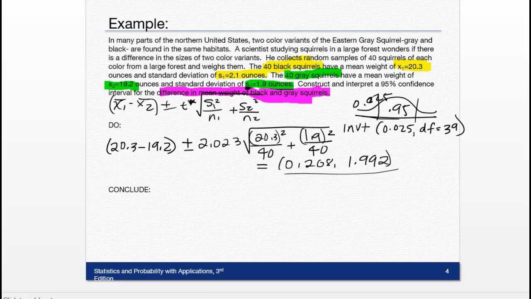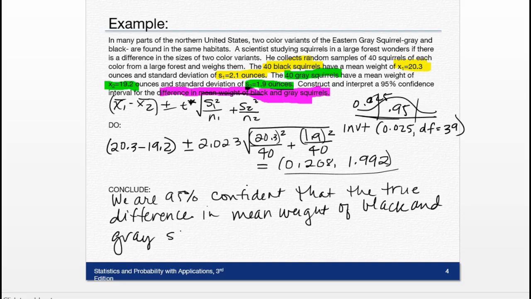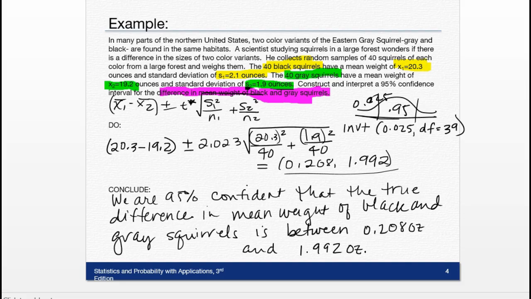Now, when we conclude, we start off like we did before with confidence intervals. We can say we are 95% confident that the true difference in mean weight of black and gray squirrels is between 0.208 ounces and 1.99. So that walks you through the state, plan, do, conclude process.